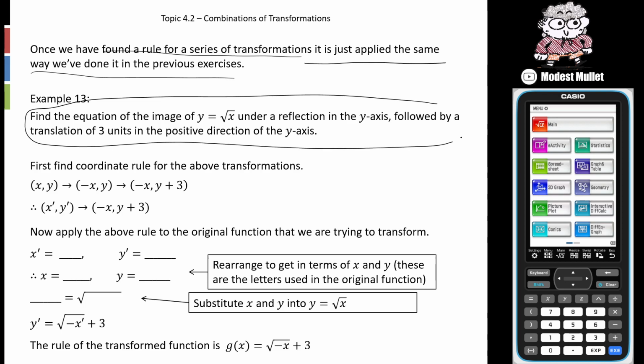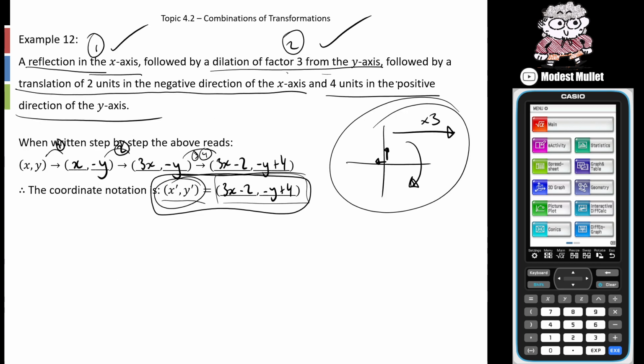So here's a new problem. It's a different one from the prior one. We've got an actual equation now. In the prior one, we didn't even have an equation. It was just: find the coordinate notation for the transformation.